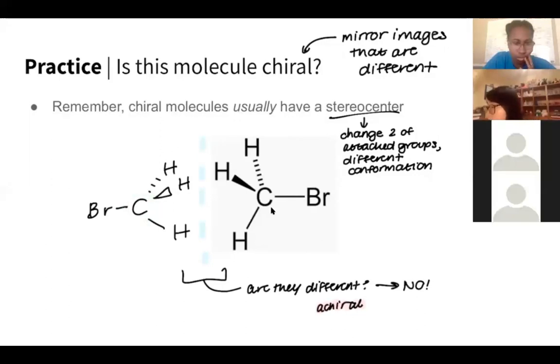We're going to say, if we change two of these attached groups, is it going to give you something different? Not really, because you see these three hydrogens are all the same. So the most you could do is maybe move the bromine around, this guy, and one hydrogen, but that's going to give you the exact same molecule. Does that make sense?